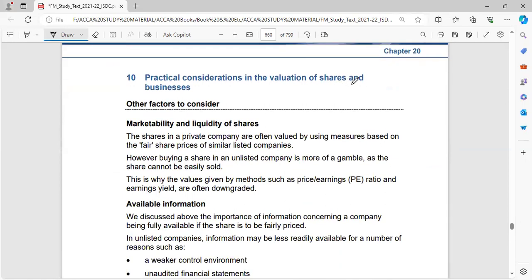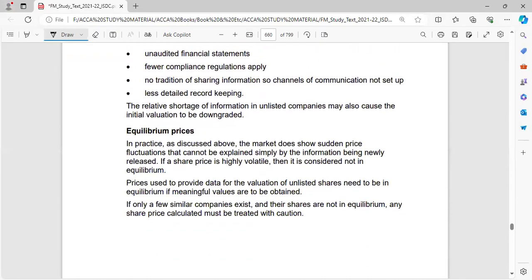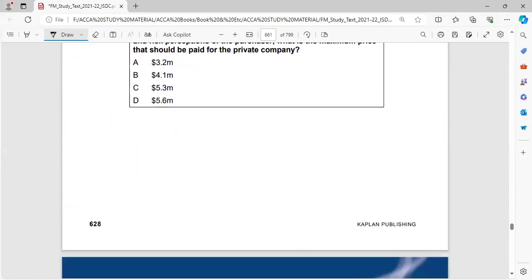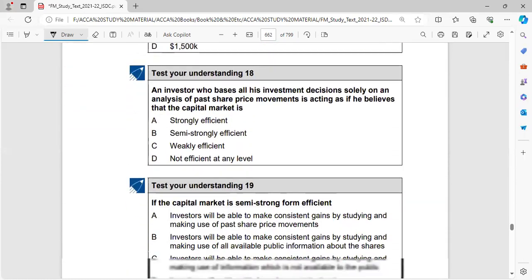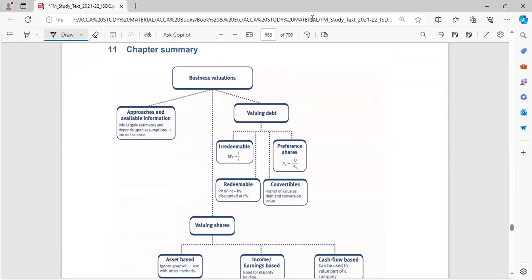Practical considerations in the valuation of shares and business: marketability and liquidity of shares, which means whether these shares are easily saleable in the market and convertible into cash or not. Whether the available information is correct or incorrect. Equilibrium price means the price is in relation to supply and demand. It is not more than the expectation and it is not less than the expected price. So this whole is called business valuation. We are done with this chapter as well.